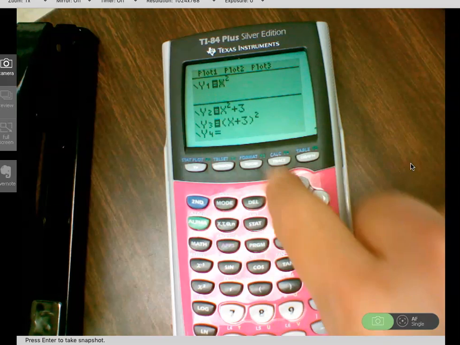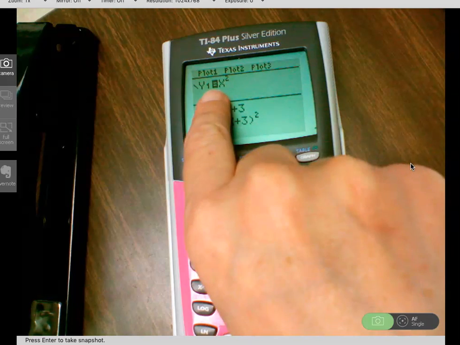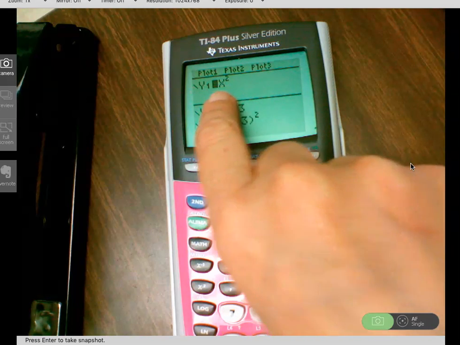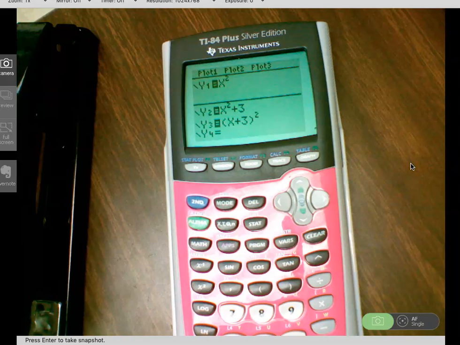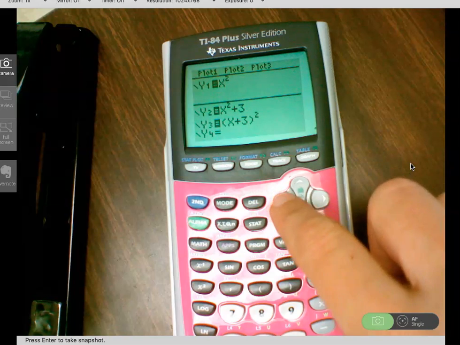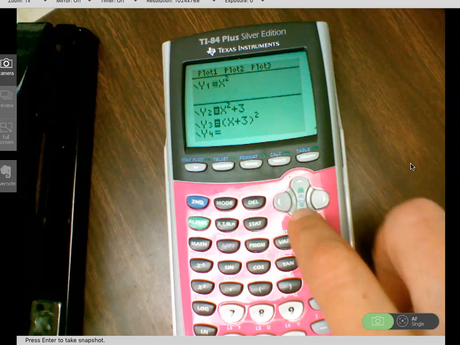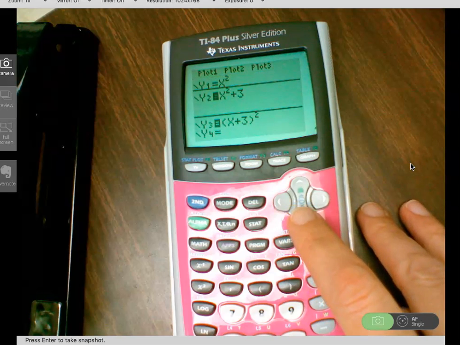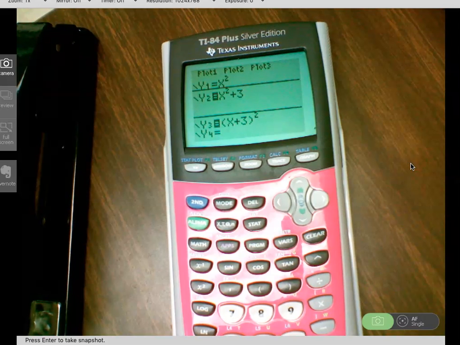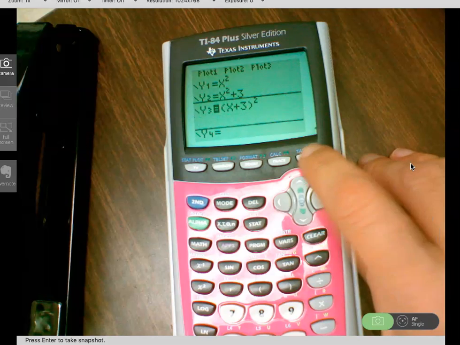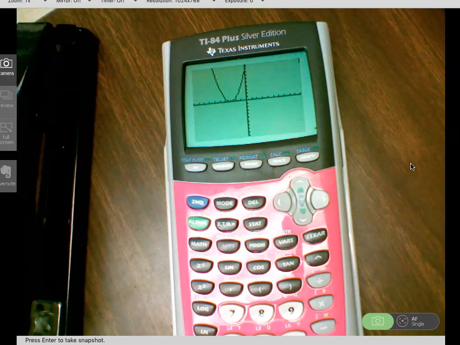If I'm on my y equals, do you see right here, in between the y and the x, there's this highlighted equal sign? If I arrow over on top of it and hit enter, now it's not highlighted anymore. That equation will stay there, but it's not going to graph. I'm going to get rid of these 2 and just have this one. Now they're still in the y equals editor, but they're not graphed. Is that what you were asking? Yep. Okay.